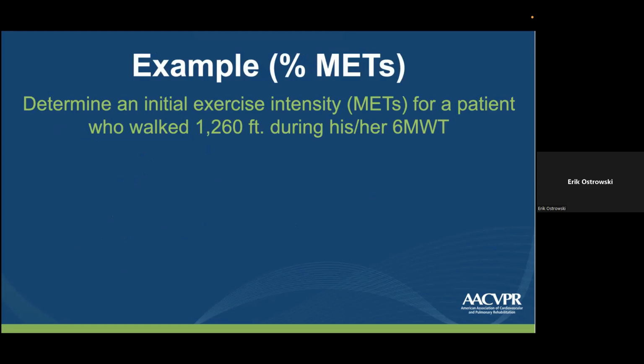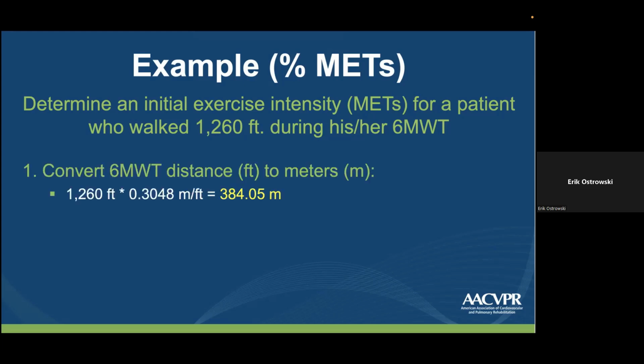So we'll walk through an example here, using METs derived from a 6-minute walk test to develop an initial exercise prescription, or initial exercise intensity, for a patient. So the example is: determine initial exercise intensity in METs for a patient who walked 1,260 feet during his or her 6-minute walk test.